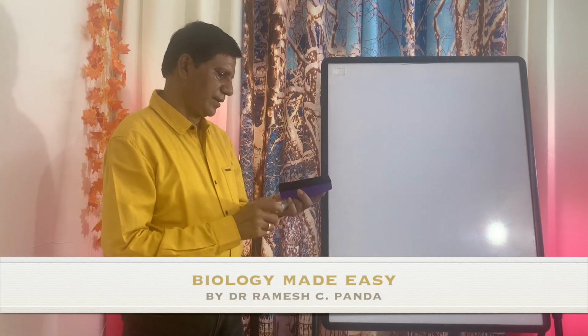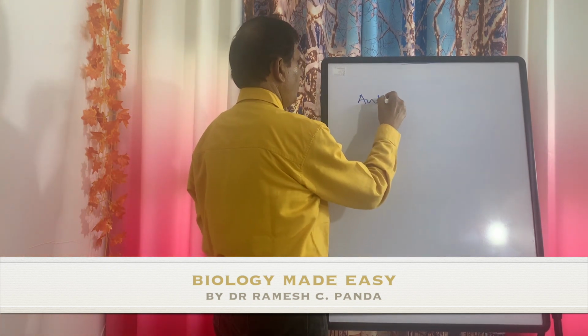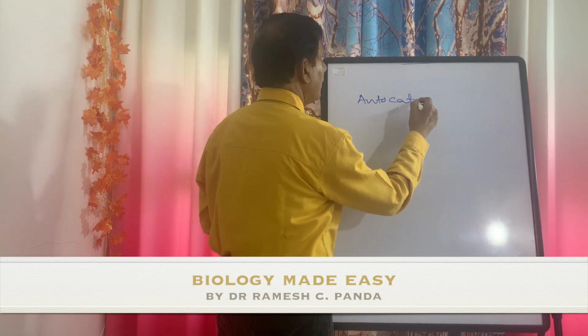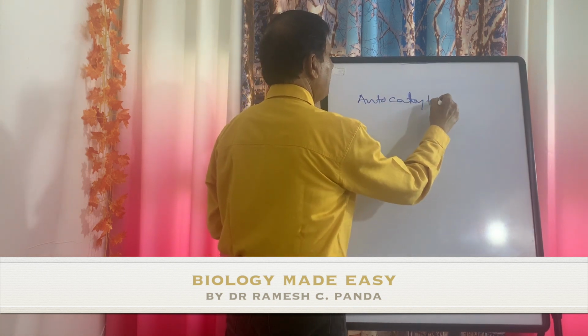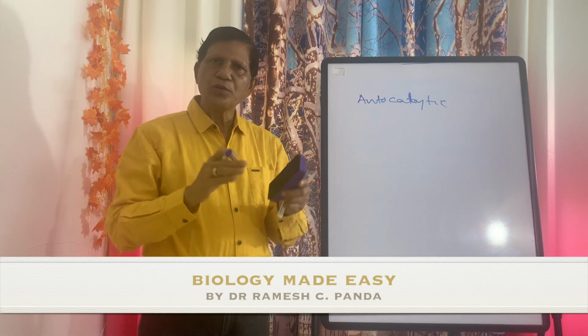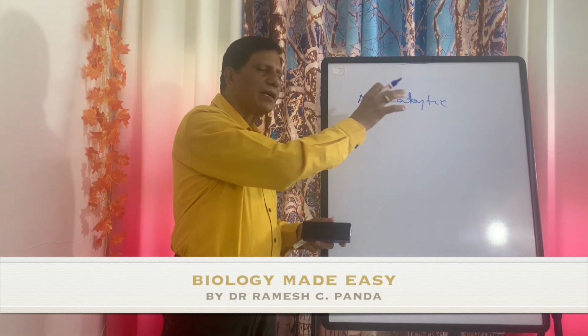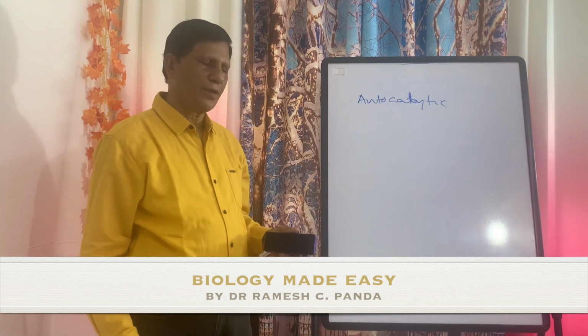Third function, autocatalytic function. What is the meaning? One DNA has to produce two DNA during the S phase of the cell cycle. So that is known as replication, and that is an autocatalytic function of DNA.